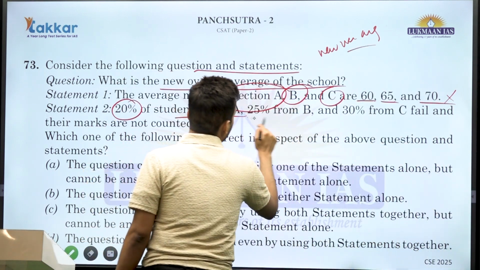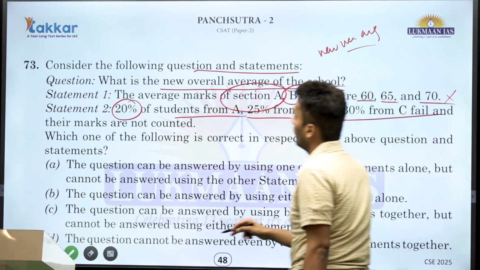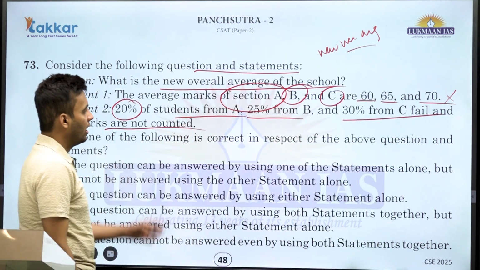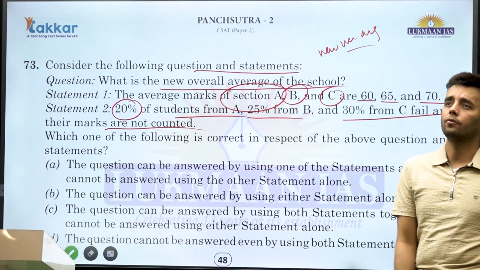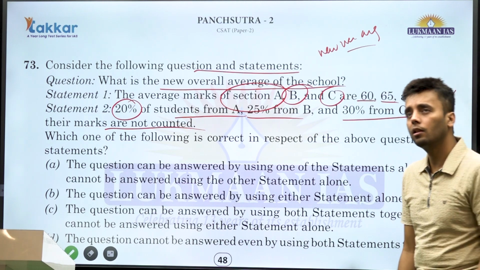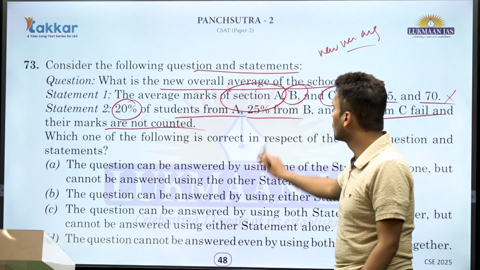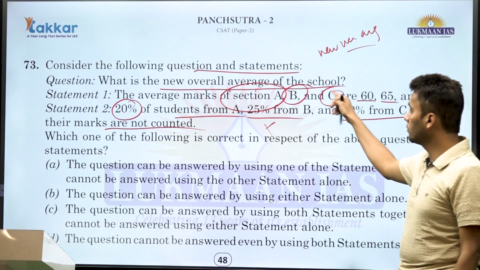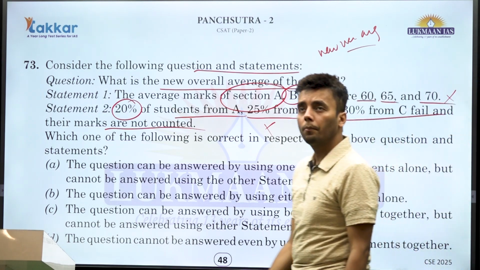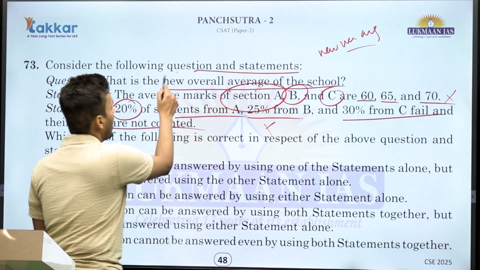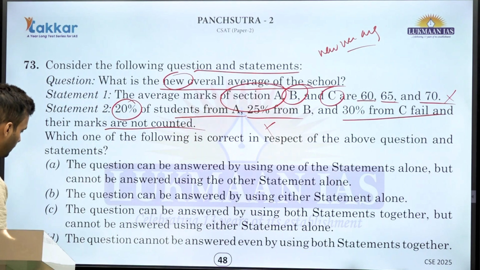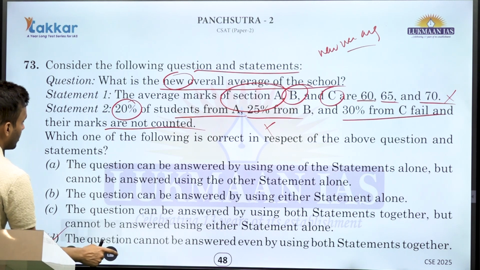20% of the students from A, 25% from B and 30% from C fail and their marks are not counted. Here we are given just the percentage of the failing students, but here also we cannot get the total number of students, which is required to find the new average of the school. So this alone is not sufficient. In both the statements we are not given any information about the number of students. So both statements cannot tell the new overall average of the school. So D is the right answer. It cannot be answered even by using both the statements.